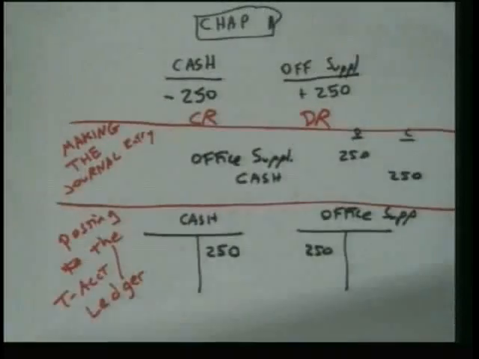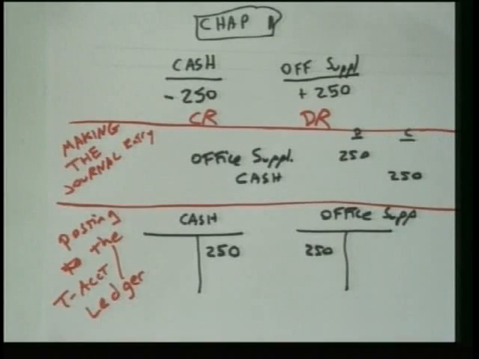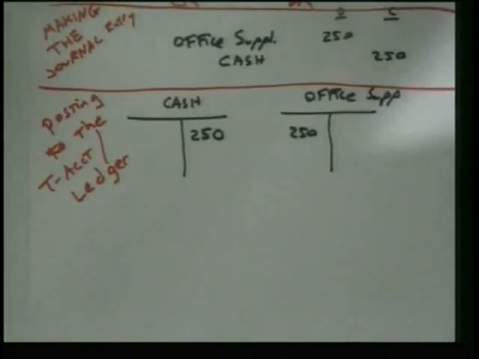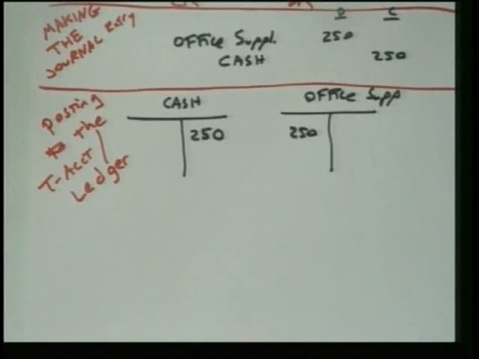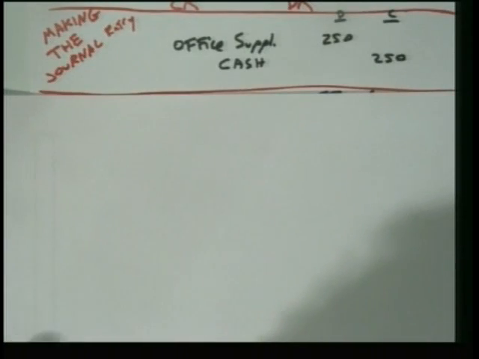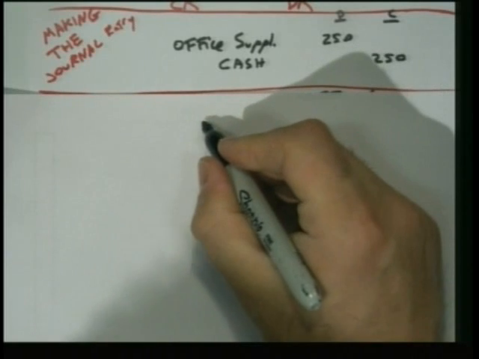Let me show you some incorrect ways that people do journal entries. Okay? The correct one is up top. Let me show you some incorrect ways that people will do these. They'll do this.